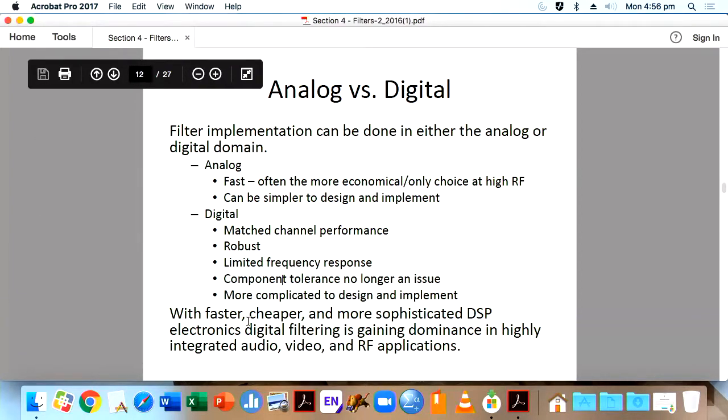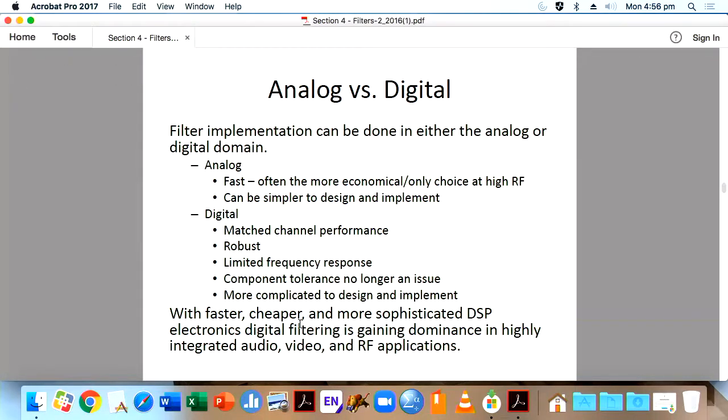With faster, cheaper and more sophisticated DSP electronics, digital filtering is gaining dominance in highly integrated audio, video and RF applications. Having said that, these days you can find faster and cheaper and more sophisticated DSP electronics so that you can design a digital filter. But for the DSO you don't need a digital filter, we will be designing an analog low pass filter.